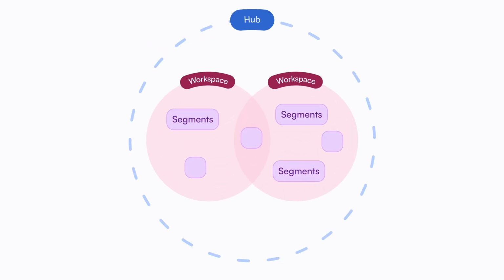Now, let's talk about how circles are structured. There are 3 levels: segments, workspaces, and hubs. Think of them like this. Segments are your building blocks. Workspaces are where your teams live. And hubs sit at the top, pulling everything together. Let's go through them one by one.